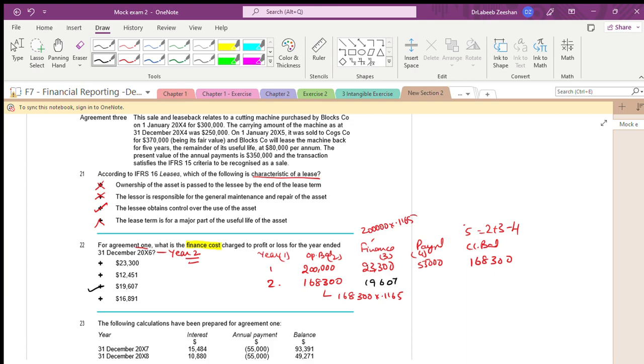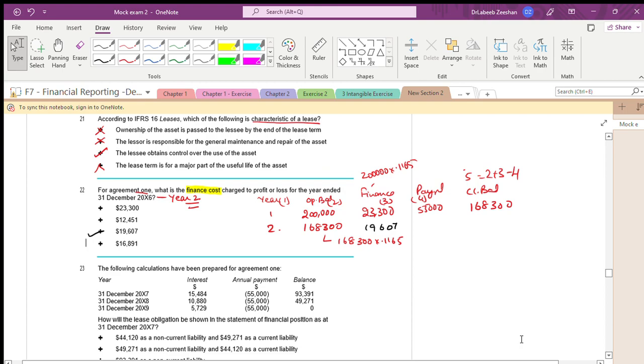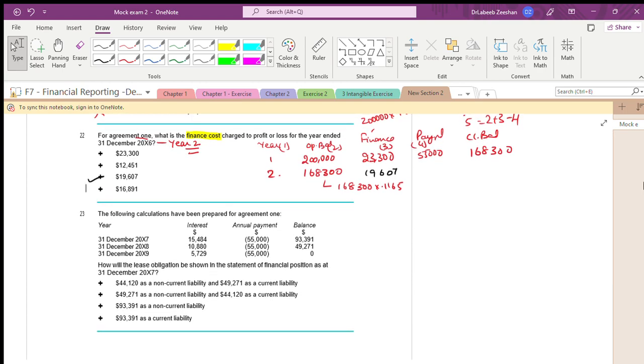Once it's done, tell me next. Done. Next. The following calculations have been prepared. Interest for agreement 1. Interest is 15. How they calculated? Fine, okay. We are not concerned about that. Is it right? We are not concerned about that.